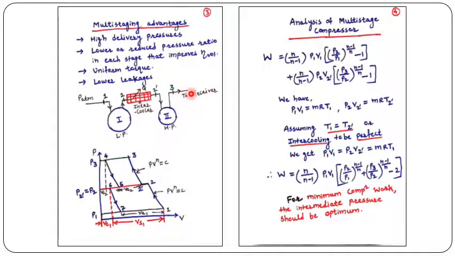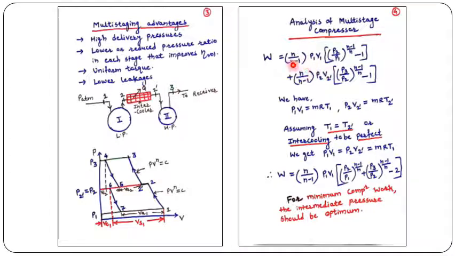Now, this we have already discussed. So, let us begin with the analysis. The area behind curve 2-1 minus the area behind 6-7 gives you the work which is required in the first stage. Similarly, the area behind curve 3 2 dash minus the area behind curve 4 5 gives you the work which is required in the second stage.